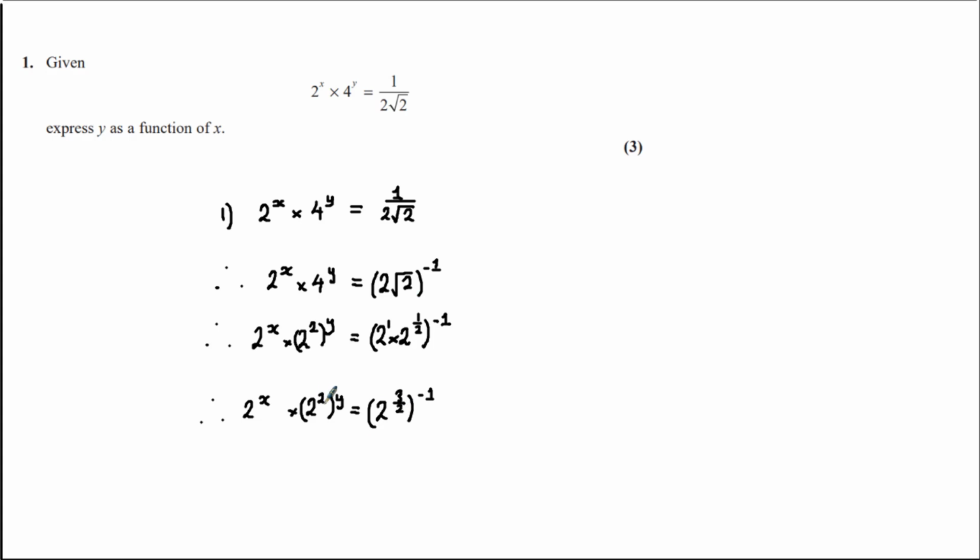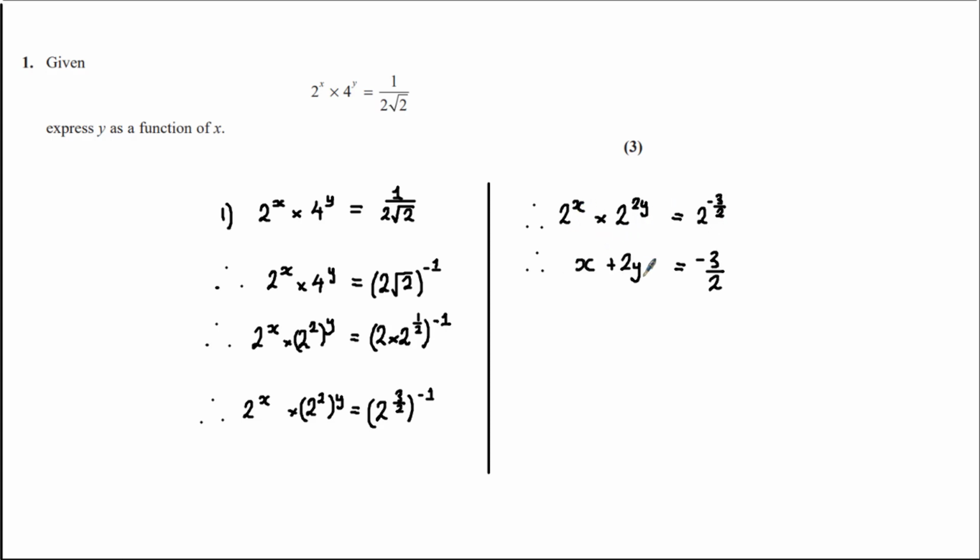Let's now multiply the powers inside the brackets by the powers outside the brackets, giving us that 2 to the power of x times 2 to the power of 2y is equal to 2 to the power of negative 3 over 2. So by using the law of indices, we've now achieved an equation where we have the same base of 2 for each term. And this allows us to see that the sum of the powers, x plus 2y, which we're allowed to do because we're multiplying terms which have the same base, is equal to the power on the right hand side, negative 3 over 2. So we're almost there.